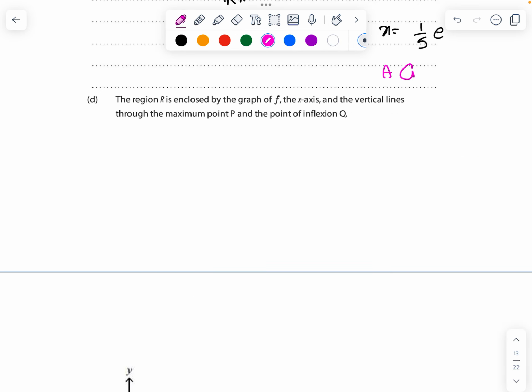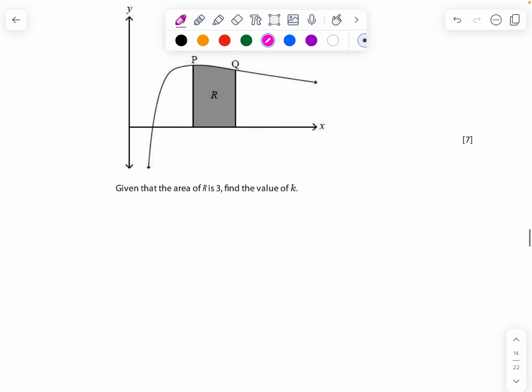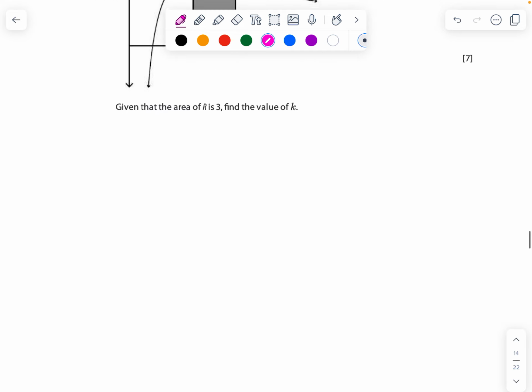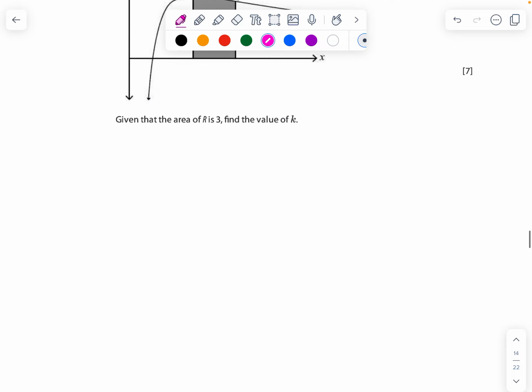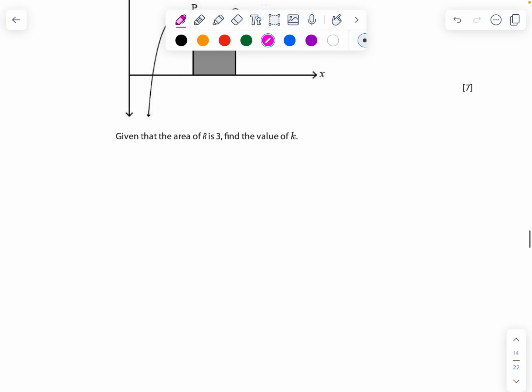The region enclosed by the graph and x-axis and the vertical lines passing through the maximum point P and a point of inflection Q. Given that the region R is 3, find the value of k. So we have to find the integration for that. So the integral of ln 5x divided by kx dx should be equal to 3.